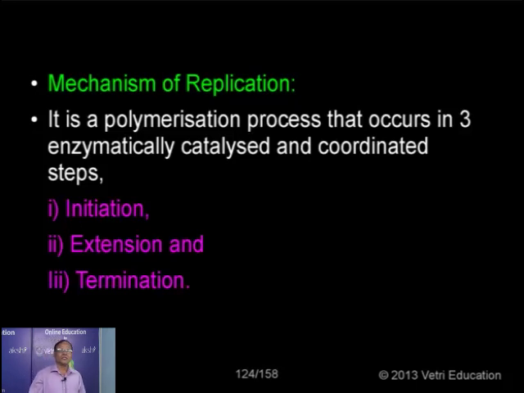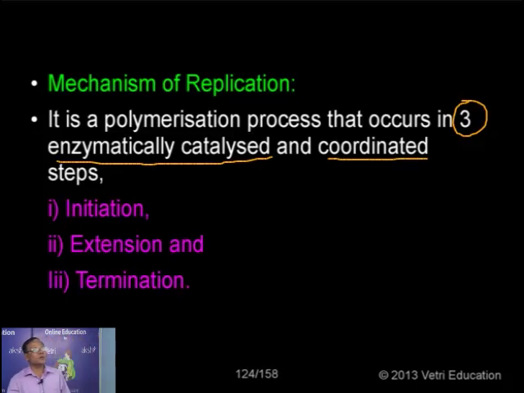Now, what is the mechanism of replication? I mentioned already that replication is nothing but a polymerization process, because many monomers are added to form a long chain polymer. That's why it's called a polymerization process. That occurs in three enzyme catalyzed and coordinated steps. So there are three enzymatic catalyzed and coordinated steps during the process of replication. What is the first process?